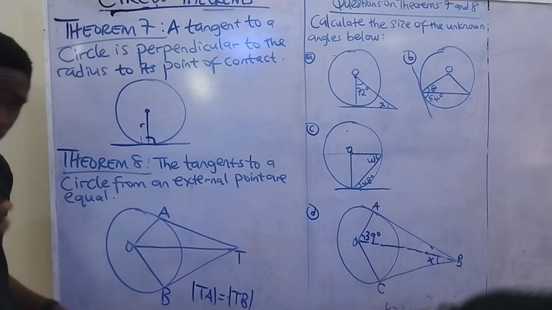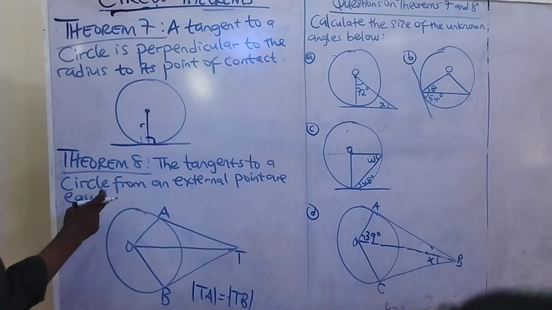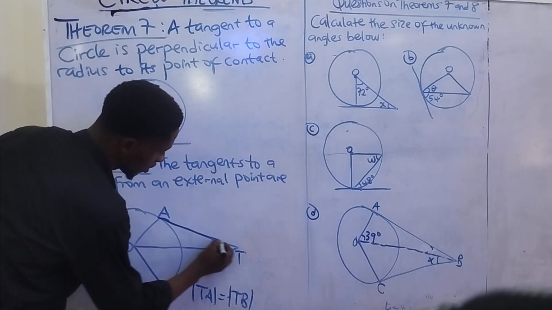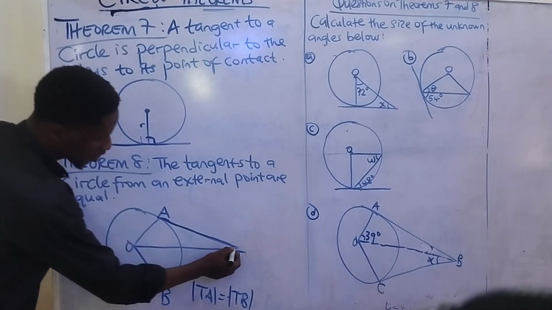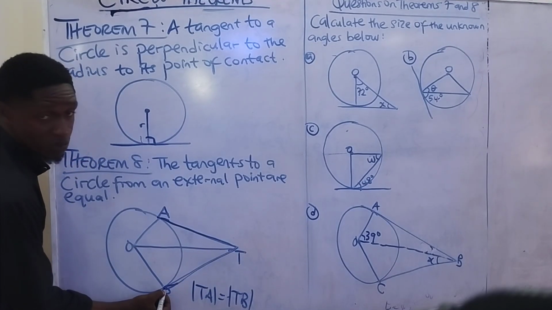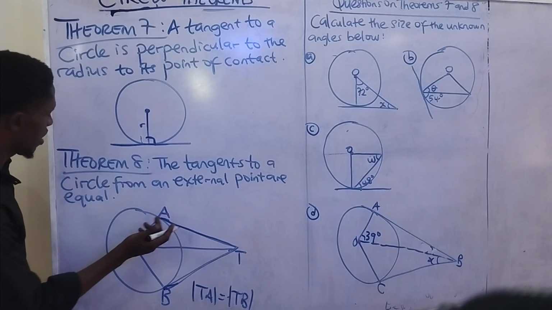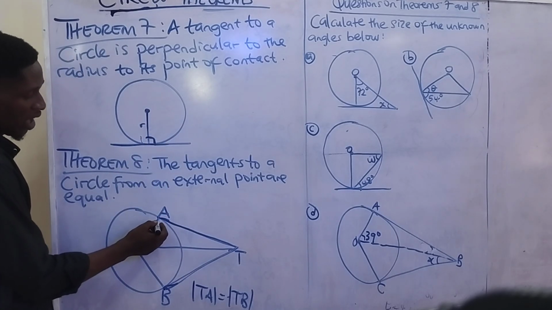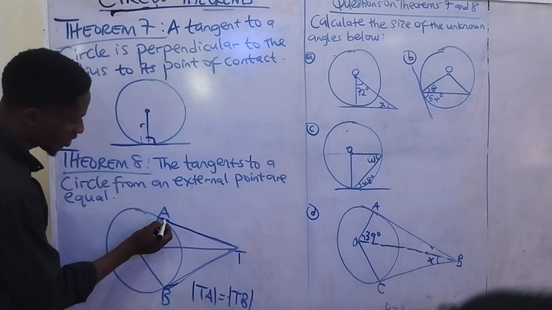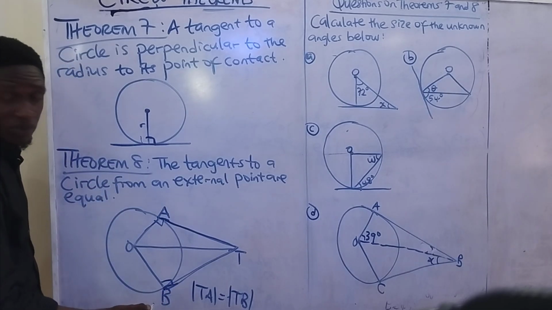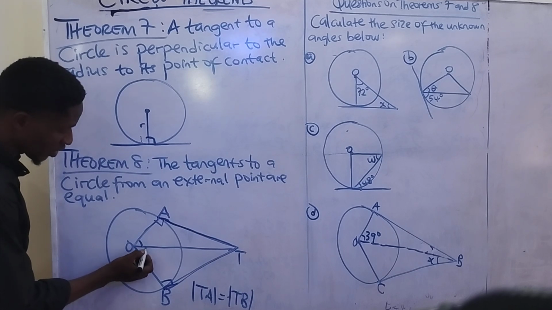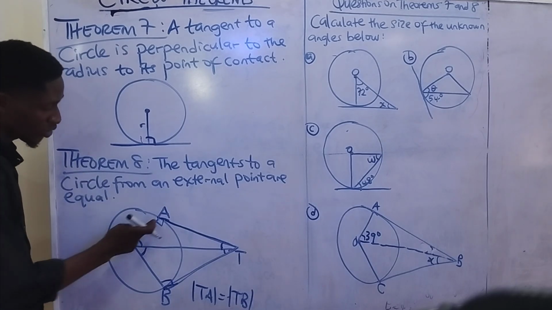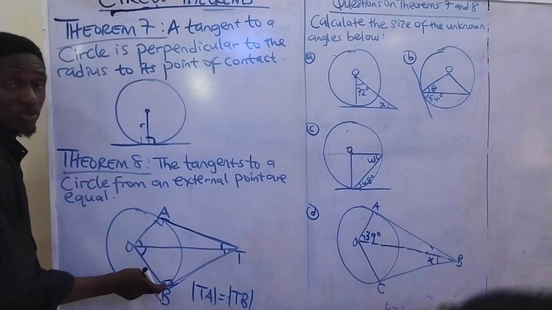Theory 8, the tangents. We have two tangents now, to a circle from an external point, and they are equal. This is a tangent. You touch this circle here at point A. This is also a tangent. You touch this circle at point B. They, from an external point, are equal. What does it mean? Remember we said that once you have a tangent and a radius, it is perpendicular. So here is 90, here is also 90. Any angle here is equal to the angle here. Any angle here is equal to the angle here. Reason, because of this perpendicular. So take note of that.